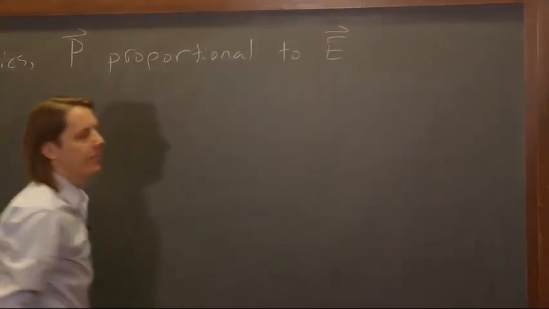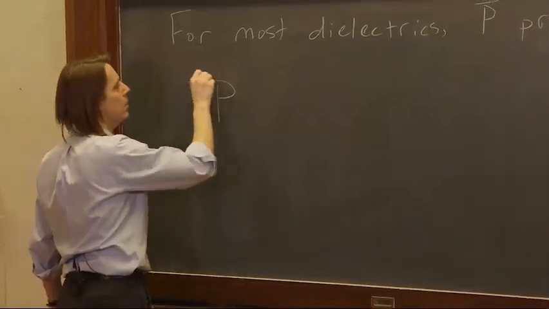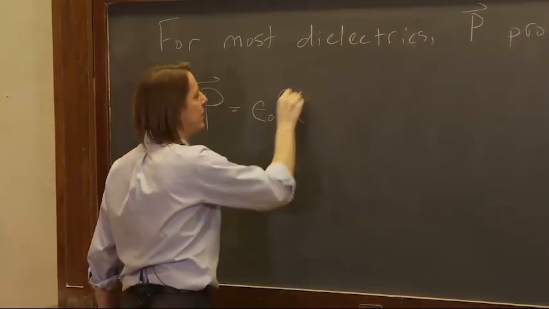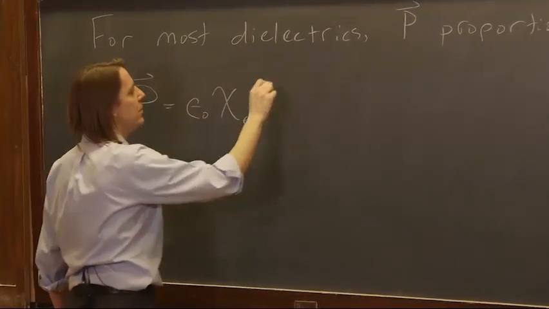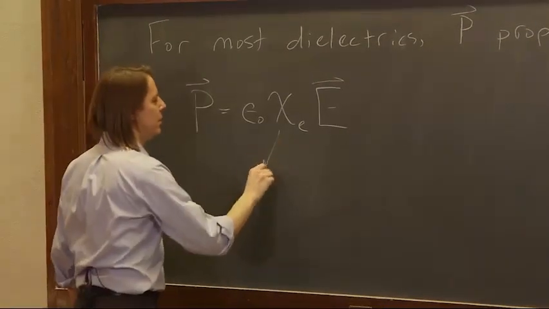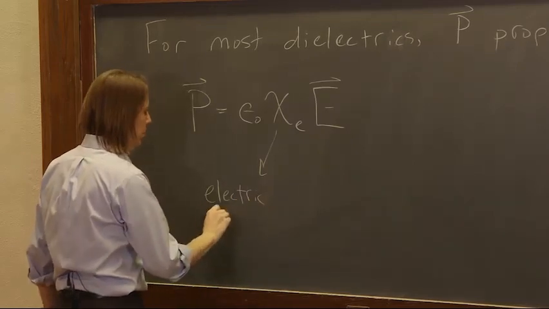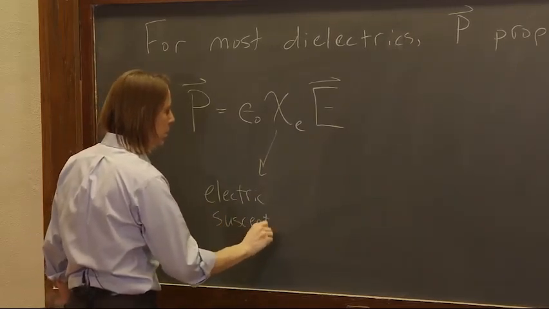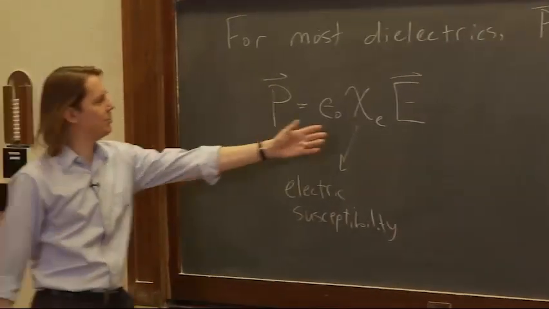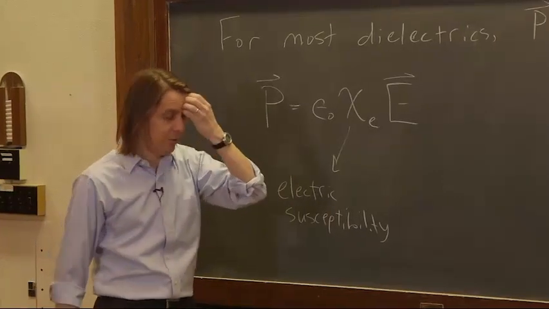So we just define it with a constant, right? So we say that P is epsilon naught chi e times E. The epsilon naught is there so that this constant, chi e, can be unitless. And that constant is called the electric susceptibility. And the name is clear. It's how susceptible the material is to being polarized when it has an electric field inside of it.